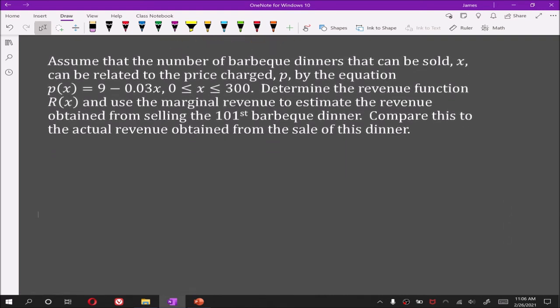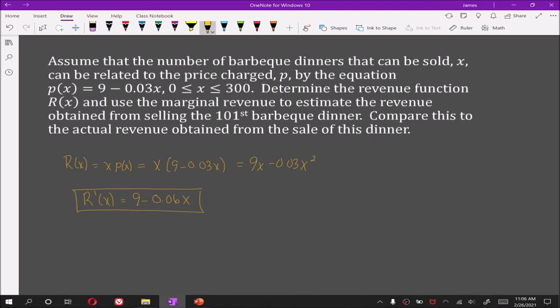So revenue, how much money you bring in would be how many units you sell times the price per unit. So r of x is x times p of x. So x times 9 minus 0.03x, which is 9x minus 0.03x squared. We now wish to find marginal revenue. That is just r prime of x. So 9 minus 0.06x. That is our marginal revenue.